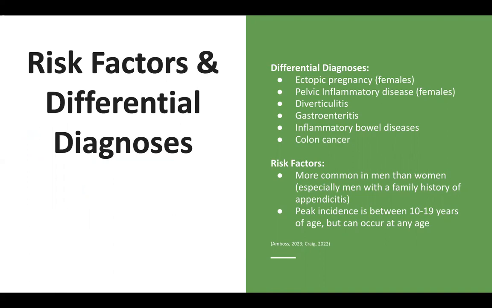Risk factors include appendicitis being more common in men, especially men with a family history of appendicitis. And then the peak incidence tends to be between ages 10 to 19 years old. However, anyone of any age can develop appendicitis.